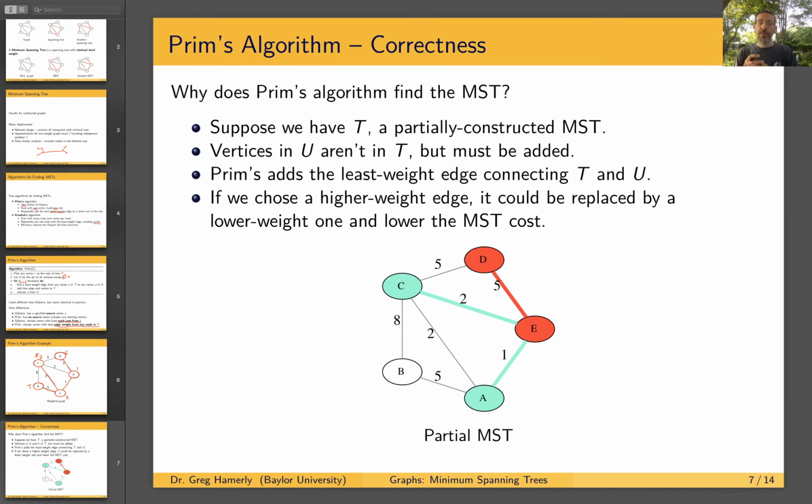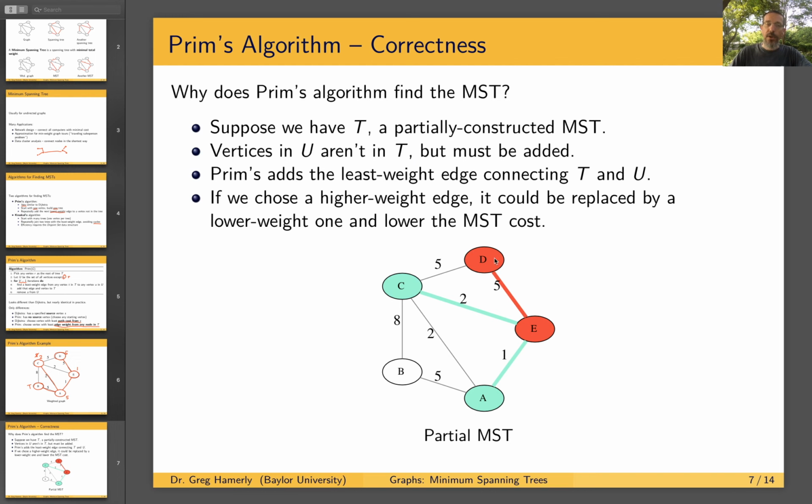Now, let's talk about correctness. Why does Prim's algorithm find the minimum spanning tree? Well, suppose we have a partially constructed minimum spanning tree like here, with D and E. Suppose that's our tree so far. All the rest of these vertices aren't in T, but they need to be added. And Prim's algorithm adds the least weight edge that connects T and U.